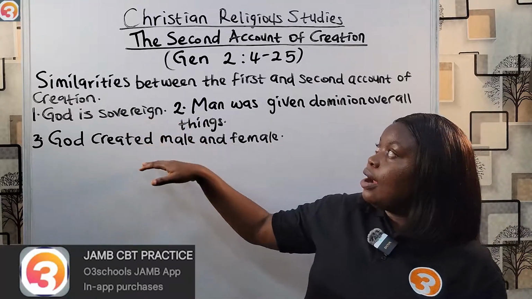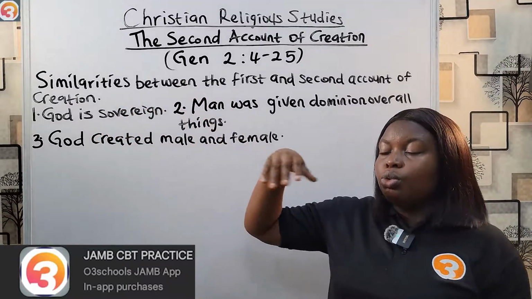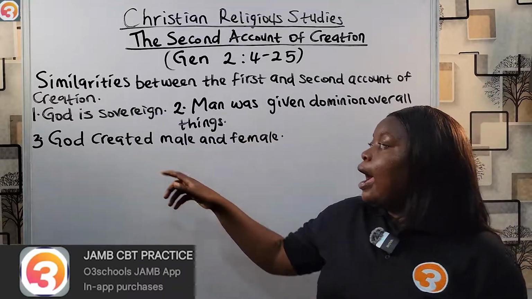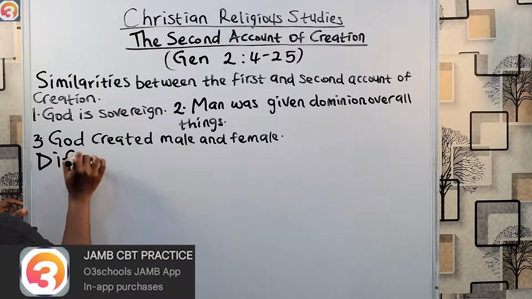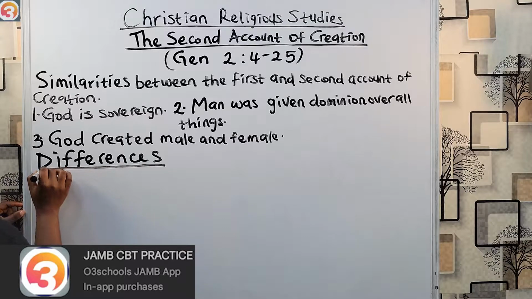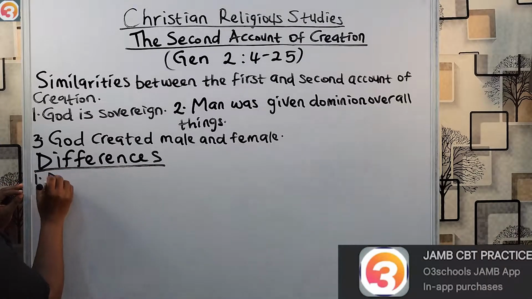These are some of the similarities between the accounts. That one, God is sovereign. God is all powerful. Then man was given dominion over all things, and God created them male and female. Let's look at differences. First off, details.